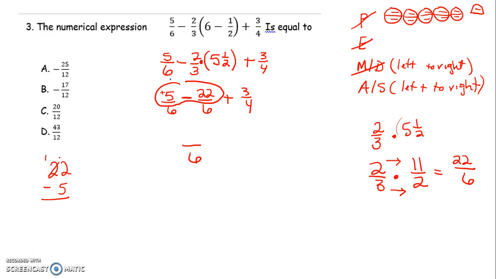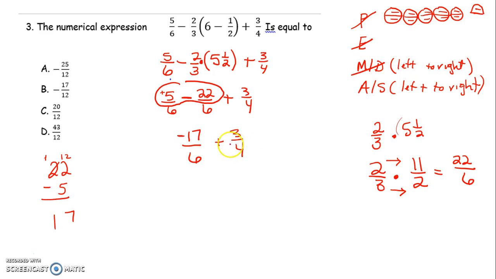That's 12. Oh, no, that's a 1. That's a 12. 12 minus 5 is 7. Is that 17? Looks like 17. Found the difference. Now I have to keep what I have more of. You have 22 negatives, only 5 positives. You definitely have more negatives. And to that, we'll add 3/4.